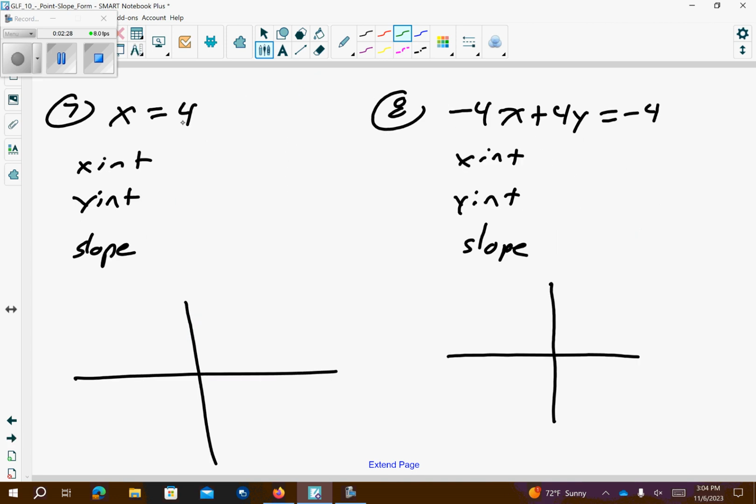There's another one of our special cases. x equals 4. This is going to be a vertical line. The x-intercept is going to happen at (4, 0). The y-intercept, it won't happen. It will not cross the y-axis. The slope of vertical lines is undefined.